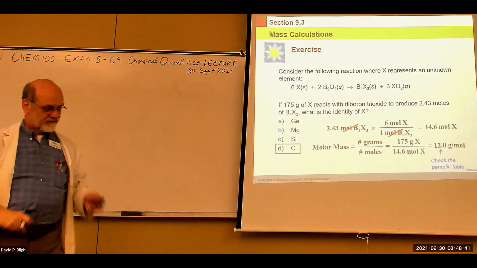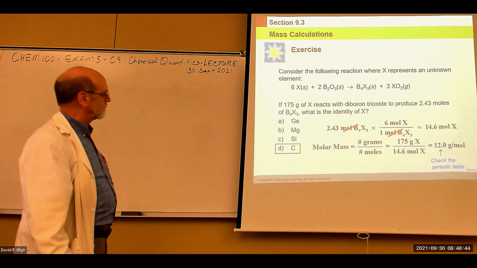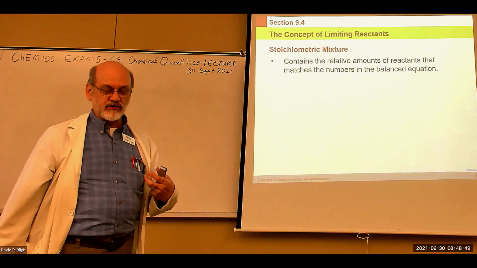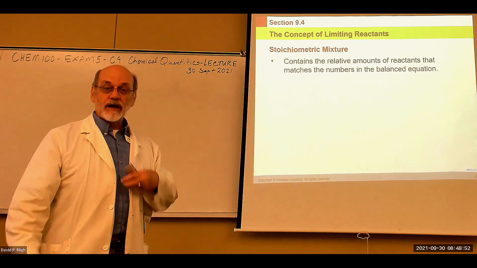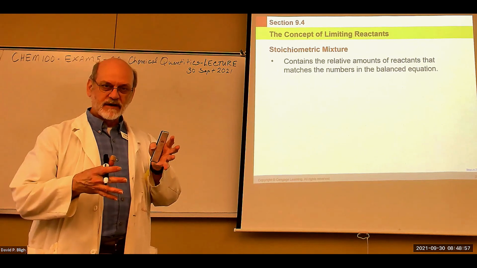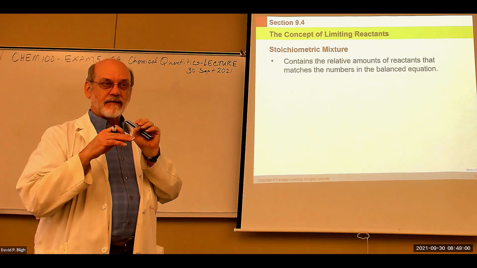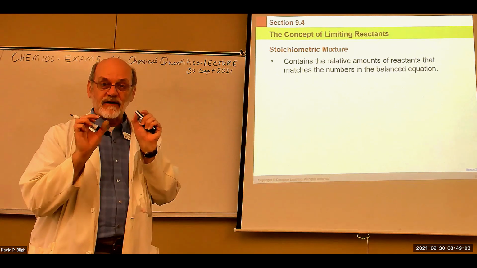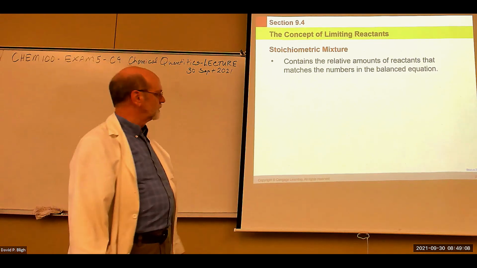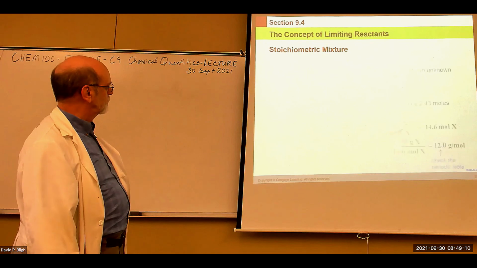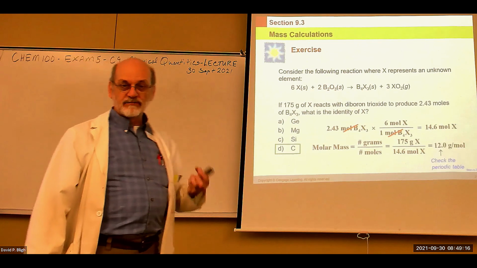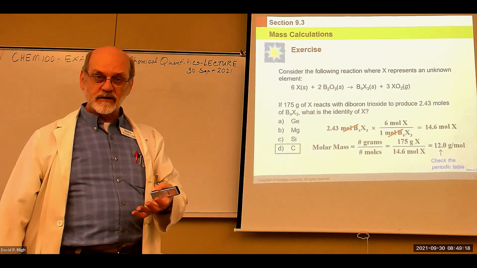All right. Let's see what other trouble we can get into here. What do we mean by a stoichiometric mixture? Well, a mixture is two or more components together that retain their identity. So if we mix, for example, this element together with that compound, before the reaction takes place, that's a mixture.